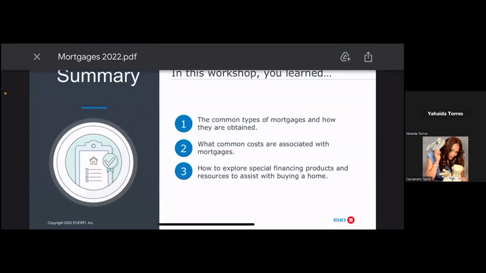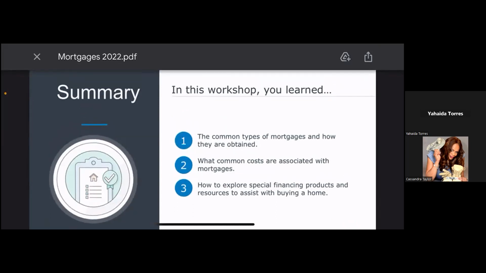So now we've come to the end and we've talked about the common types of mortgages and how you're able to obtain them, what the costs are associated with mortgages, and then how to explore special financing products and resources that can help you assist when buying a home. The biggest things to remember is budgeting. Budgeting is really important when you're ready to buy a home. Even after you bought your mortgage, it's important. Now you have this larger payment that you didn't have before. You want to make sure you're budgeting for that.